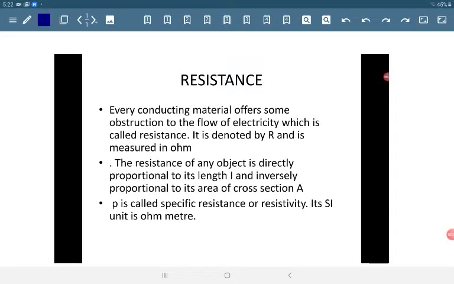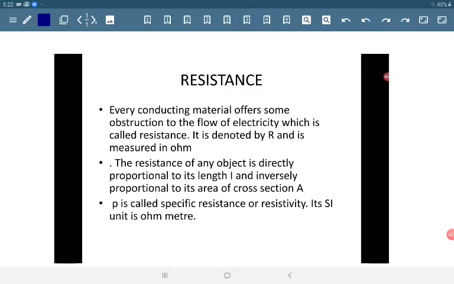Hello students, today you will learn about some basic terms like resistance, conductance, then resistivity, conductivity, and some more important terms like molar conductivity and equivalent conductivity. So first let's start with this term resistance.